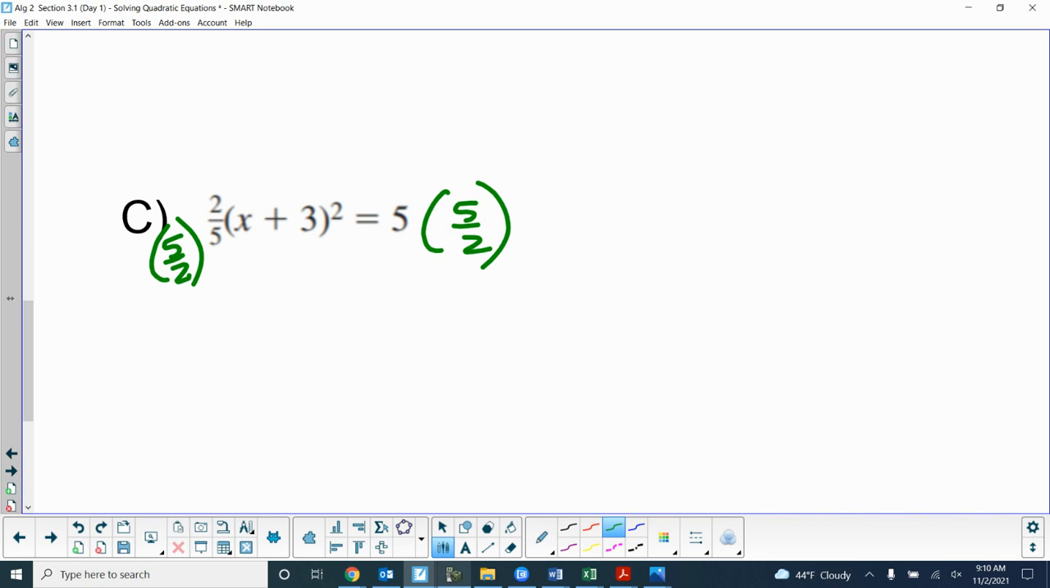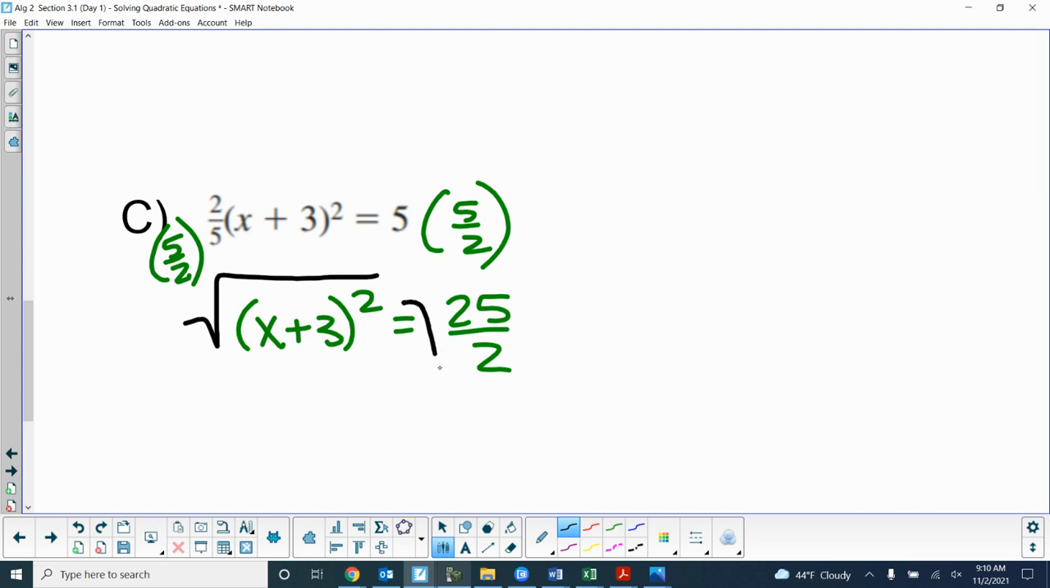So all that's left over here is x plus 3, right, William? What's 5 times 5? Thanks, you guys. So 5 times 5/2 is 25/2, okay? Now, what do I do at this point to get rid of that square? Square root, right? Isn't that what we did on the other two? So what's the square root of x plus 3 squared? What's the square root of something squared? Itself. So the square root of x plus 3 squared is x plus 3.